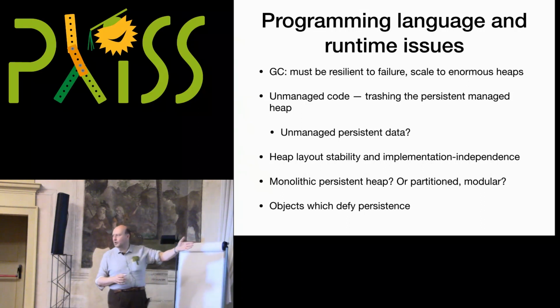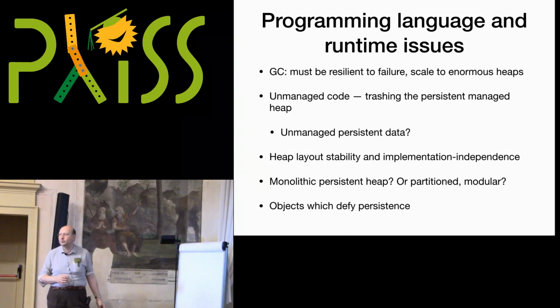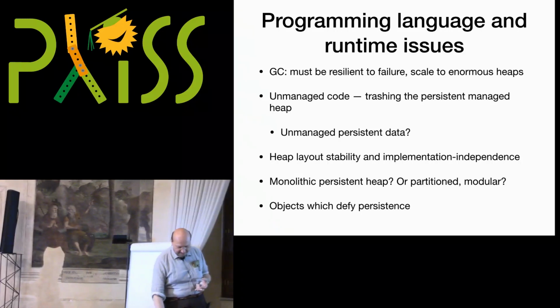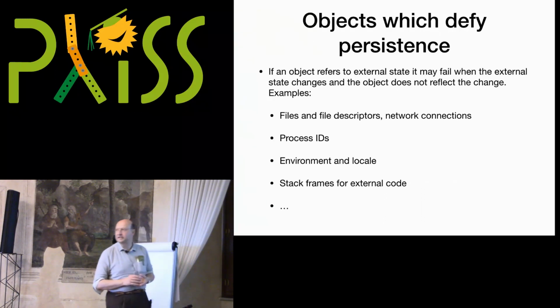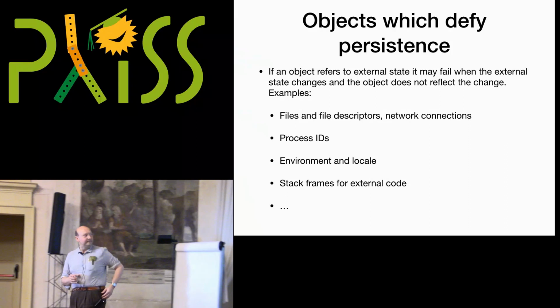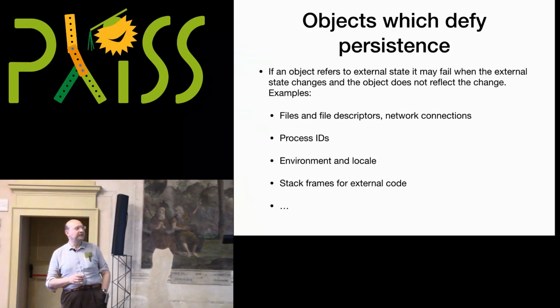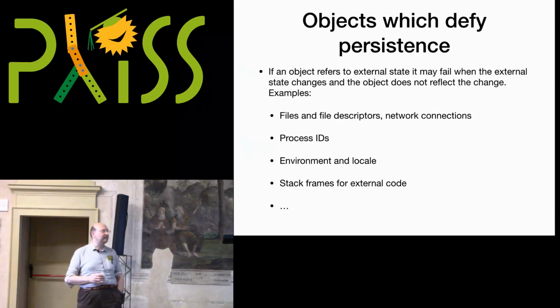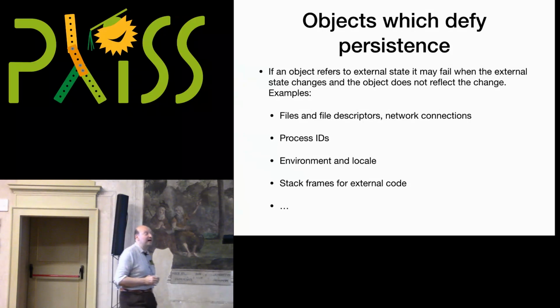Do you have a single monolithic persistent heap in your application? Or do you have a partitioned modular thing which requires at least something in the code to distinguish between those two? And then there's this ugly wart of objects which defy persistence. If an object refers to some external state, and the external state changes independently, then the object doesn't reflect the change, and it might not work anymore.